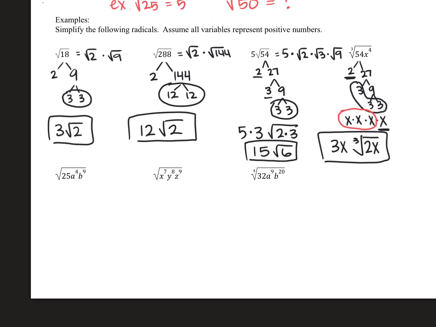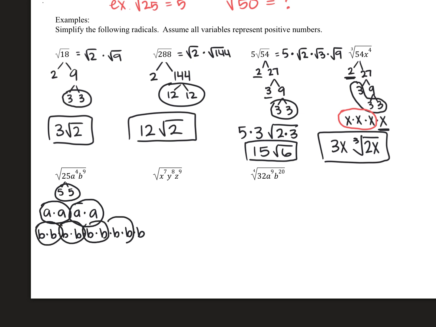Next we have the square root of 25, a to the 4th, b to the 9th. So 25 is a perfect square. It's 5 times 5. So I'm going to be able to simplify that. Then we have a to the 4th, and then we're going to have b to the 9th. So when I'm looking at my a's, I have 2 groups of 2 a's, and then my b's, I have 1, 2, 3, 4 groups of 2 b's.